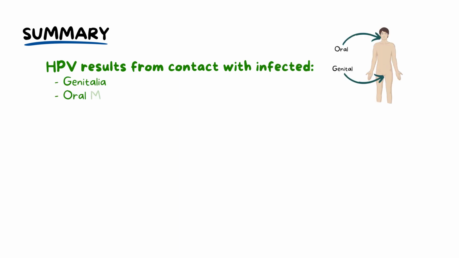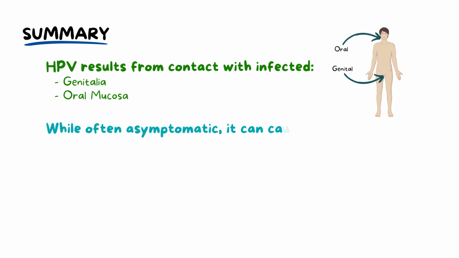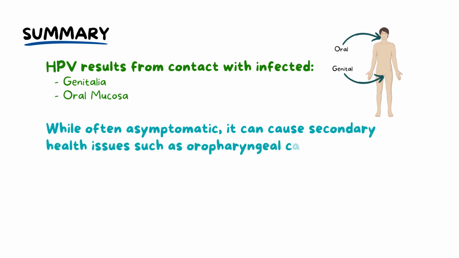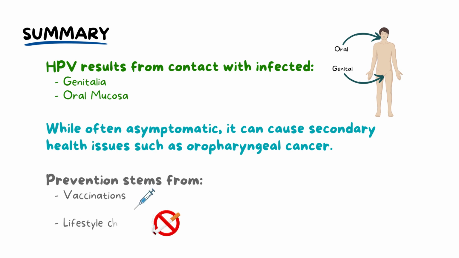To summarize, HPV results from direct contact with an individual's genital or oral mucosa who is infected with the virus. Typically being asymptomatic, oral HPV is common and can cause various secondary health issues, including oropharyngeal cancer. Prevention is integral, with vaccinations, lifestyle changes, and practicing safer sex. Frequent dental checkups are essential in early detection and management to increase the chances of successful treatment and prevention of malignant transformation.